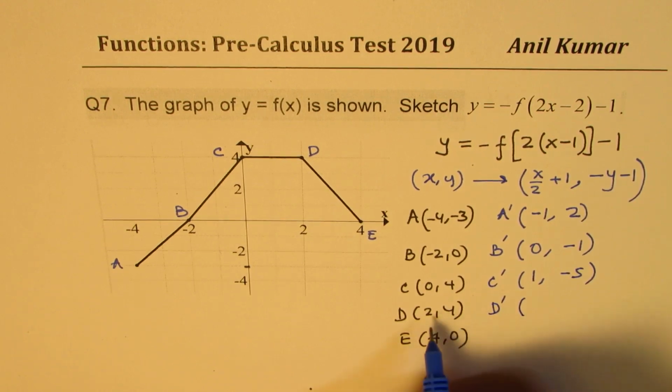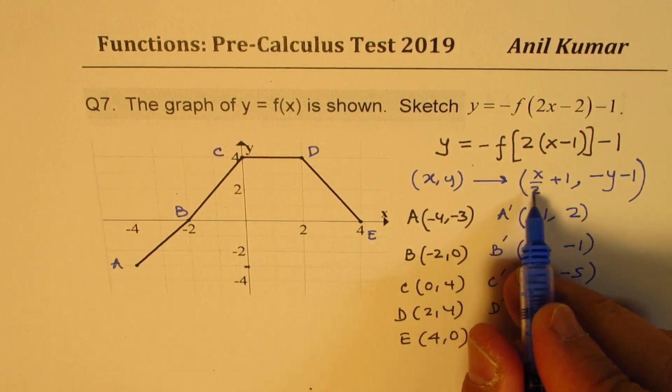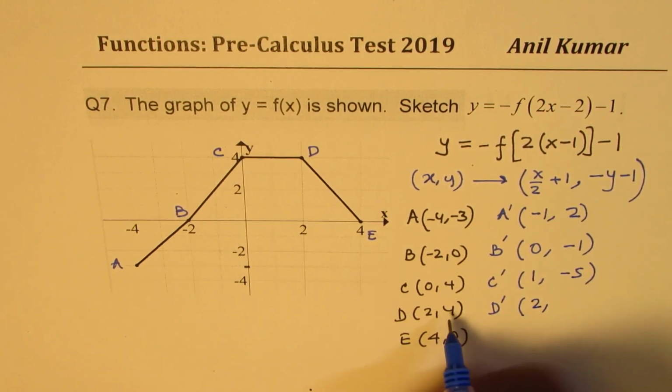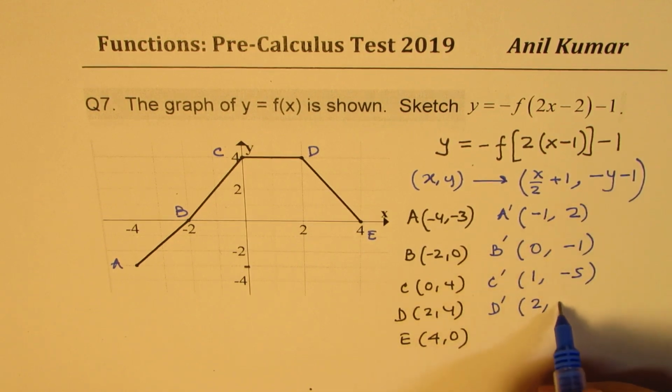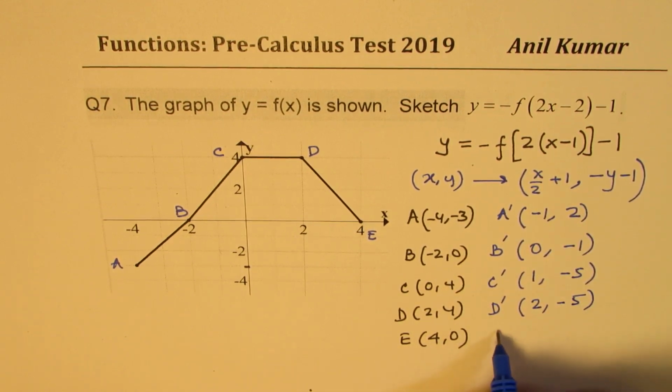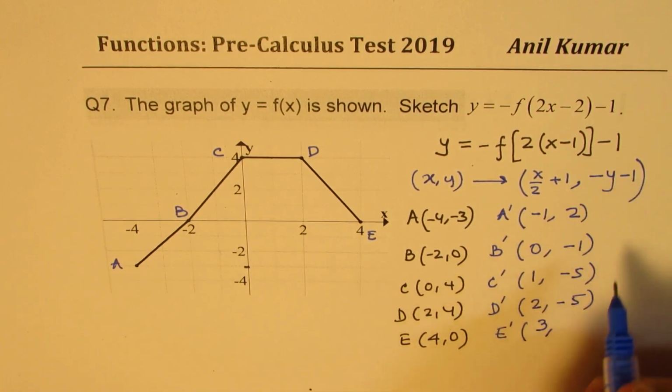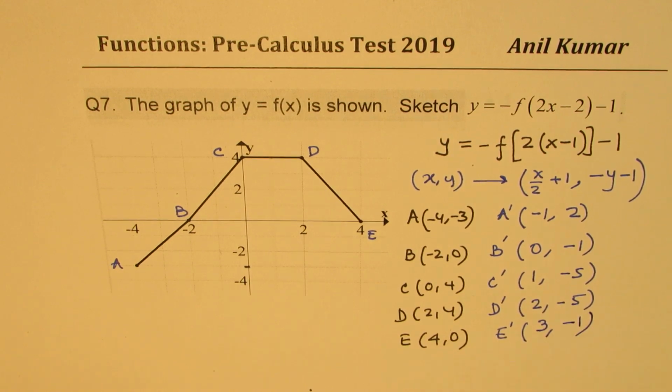D dash will be 2 divided by 2 is 1, 1 plus 1 is 2, and 4 negative, negative 5. As far as E dash is concerned, 4 divided by 2 is 2, 2 plus 1 is 3. And this is 0 minus 1, so we get minus 1. So these are the transformed points, right? So let's plot these points.